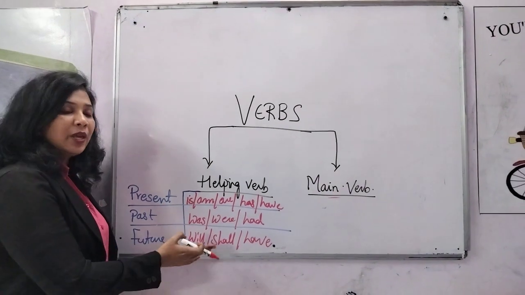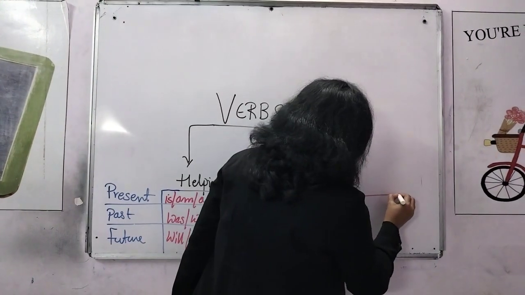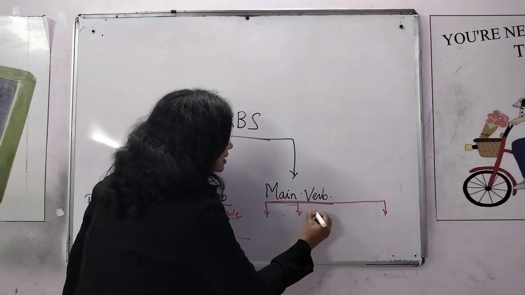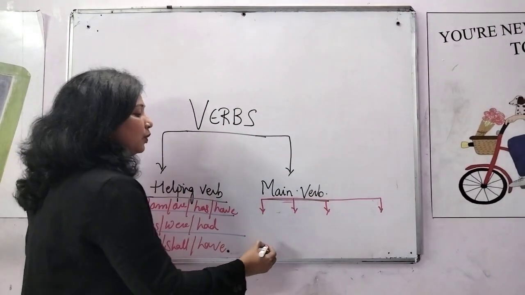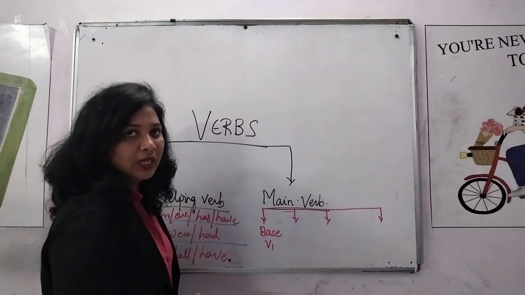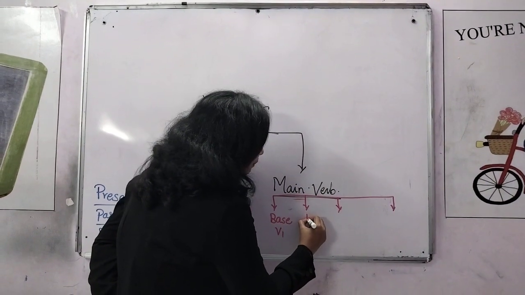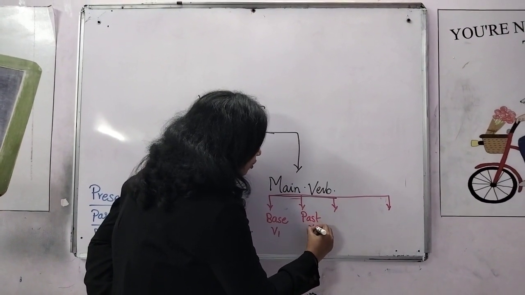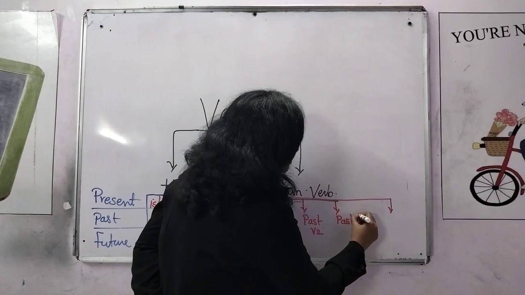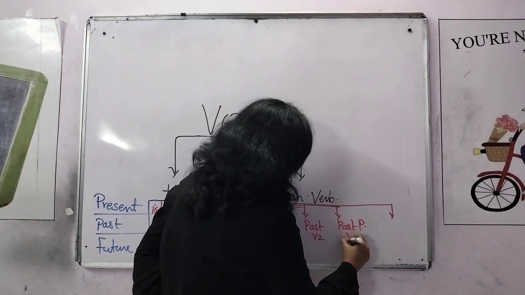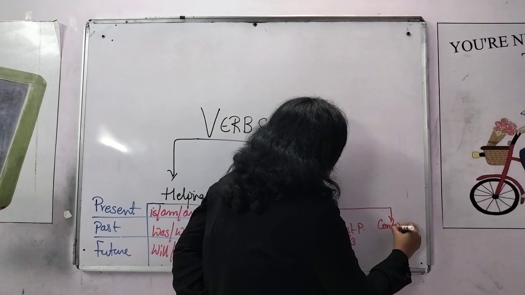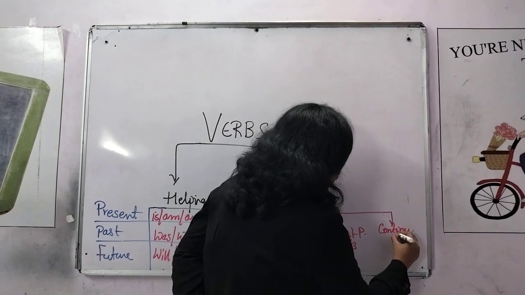Now with these helping verbs, the main verbs, that are the action verbs, are divided into different forms. If you see, the base form is the V1 form of the verb. Then you have the past form, that is the V2 form of the verb. Then you have the past participle, which is also known as the V3 form of the verb. And last but not the least, you have the continuous form of the verb, which is known as the V4 form of the verb.